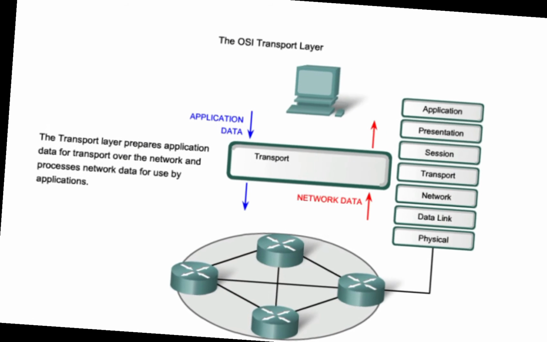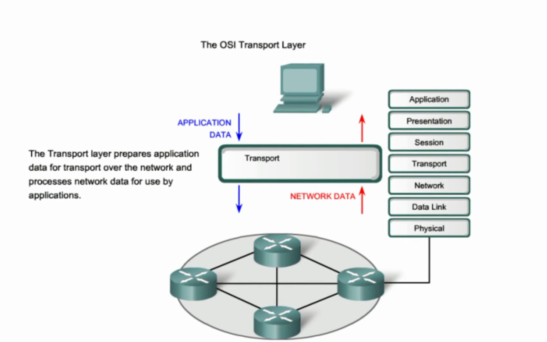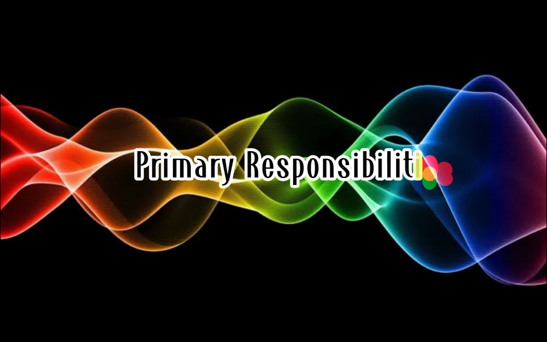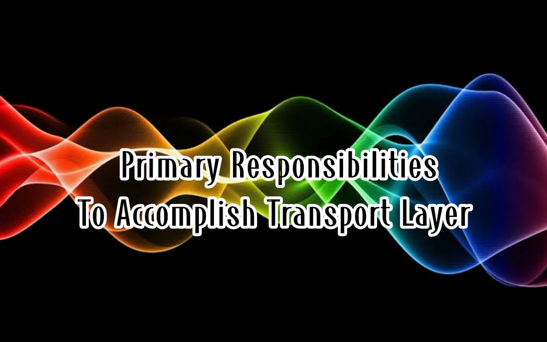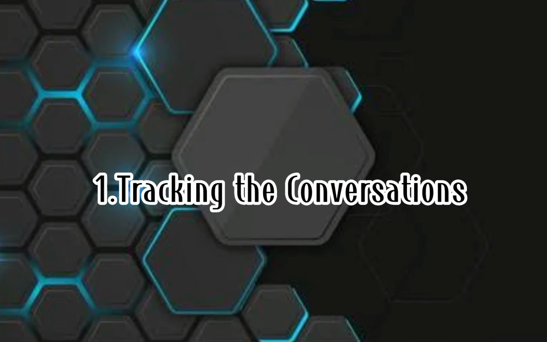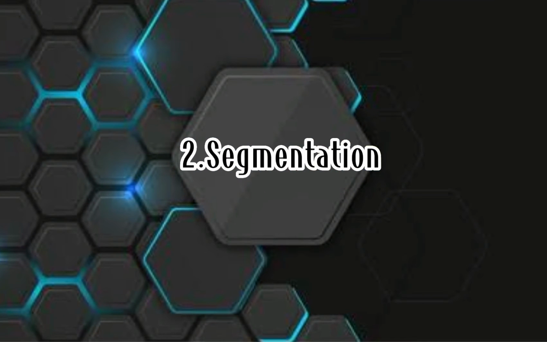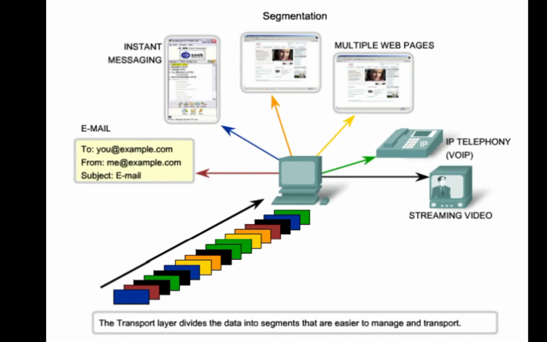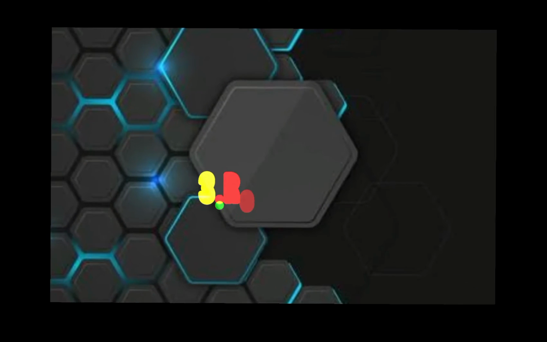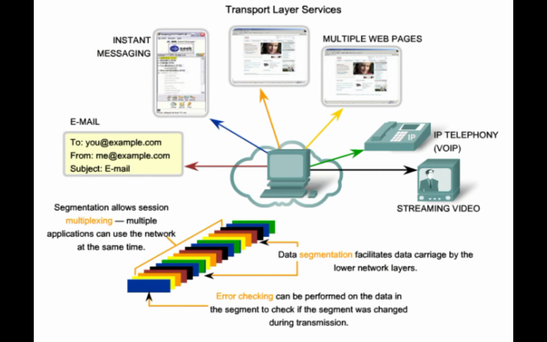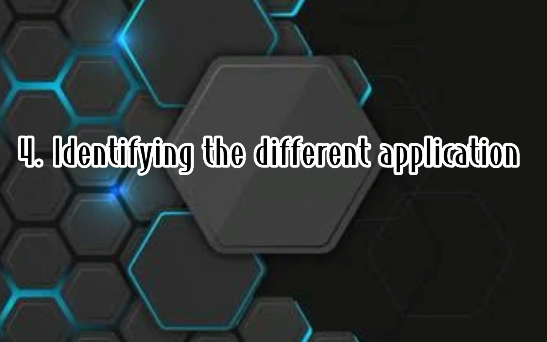Transport layer prepares application data for transport over the network and processes network data for use by application. Primary responsibilities of the transport layer. Number 1. Tracking the individual communication between applications on the source and destination host. Number 2. Segmenting data and managing each piece. Number 3. Reassembling the segments into streams of application data. Number 4. Identifying the different applications.